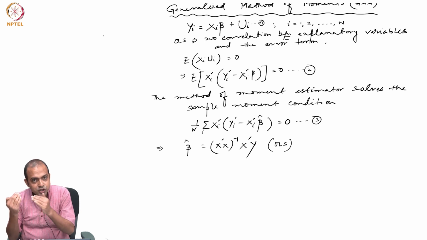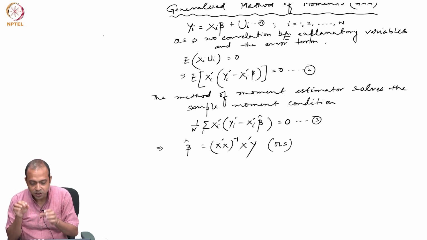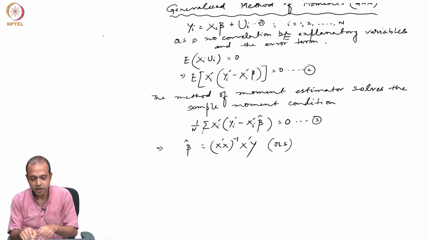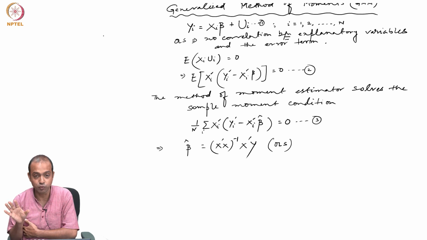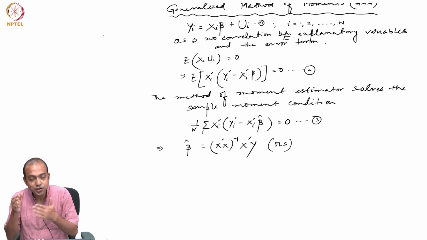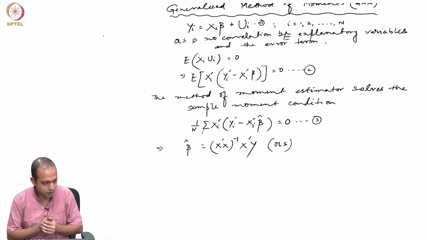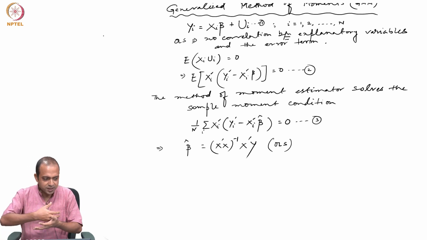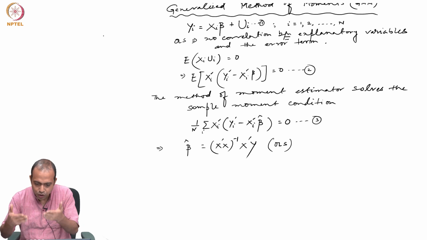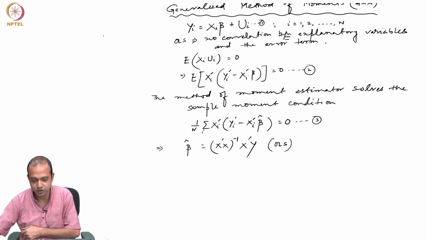From there, you derive the sample moment condition, which is 1 by n summation Xi prime into (Yi minus Xi prime beta hat), and then your beta hat is exactly X prime X inverse X prime Y. With this, I can show that OLS is basically a moment estimation. Okay. So OLS as a method of moment estimation we can prove by using this.